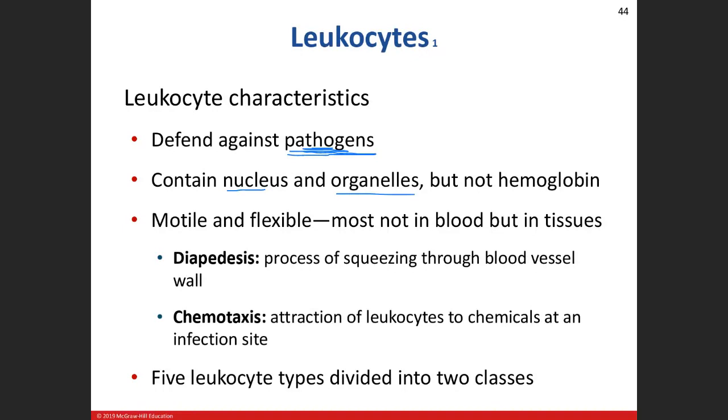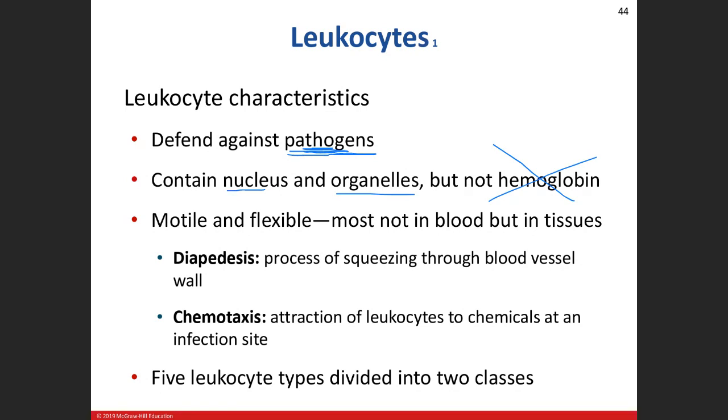Okay, so it's going to be making all sorts of stuff, and we'll talk about that for their immune function, but it does not have hemoglobin. Hemoglobin is only present in our red blood cells. Our white blood cells do not carry oxygen around. That's not their job. Okay?